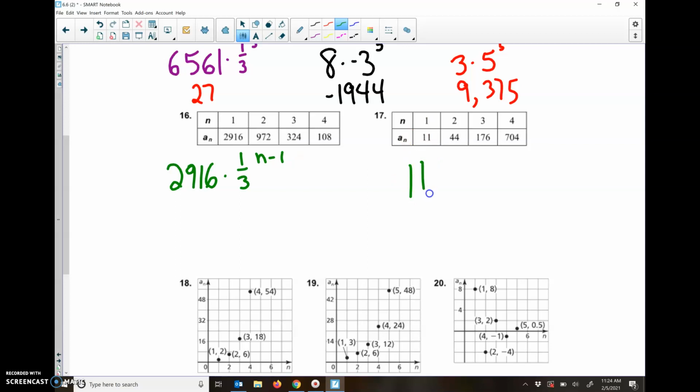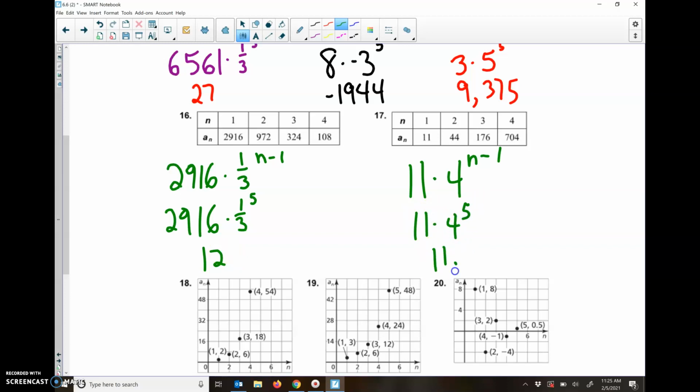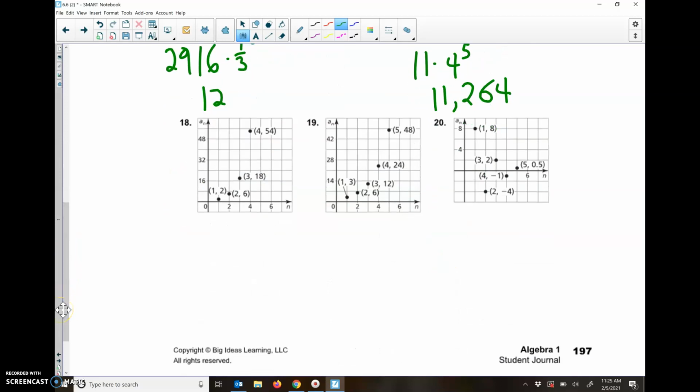Here, I'm starting at 11. It looks like I'm multiplying by 4 each time, because 11 times 4 is 44, and then n minus 1. So again, we're still looking for the sixth term on this one. So that to the fifth power, and that one equals 12. And then here we have 11 times 4 to the fifth power, and that equals, well, a big number, 11,264. So you can put those in your calculator and figure that out. I'm just kind of skipping that part on the calculator.